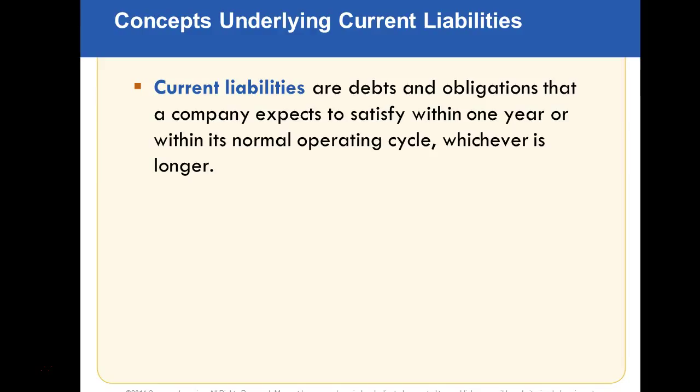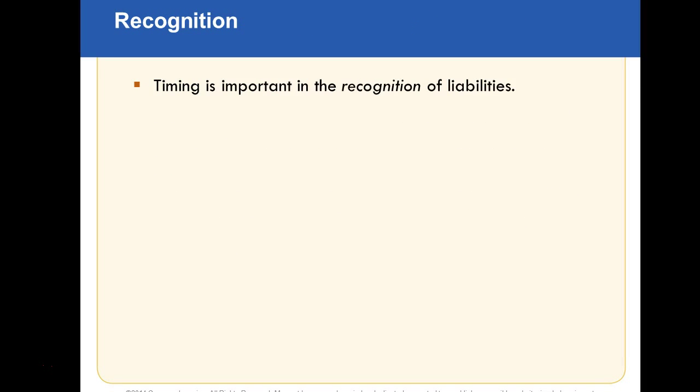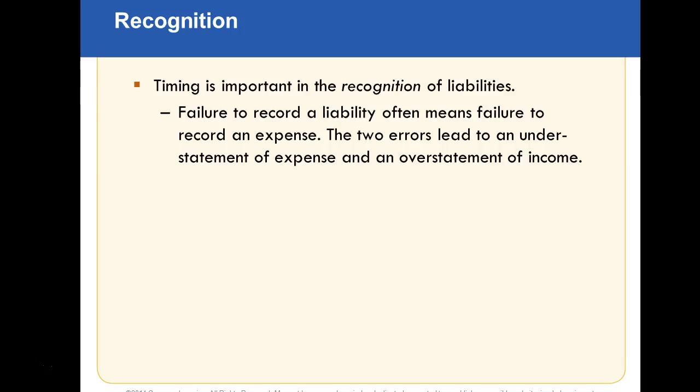Current liabilities are debts and obligations a company expects to satisfy, pay off, within 1 year or its normal operating cycle. Managers need to understand how current liabilities must be recognized, which means when to report them; valued, how much; classified, where; and disclosed, additional information. Timing is important in the recognition of liabilities. What time period do we report them in?